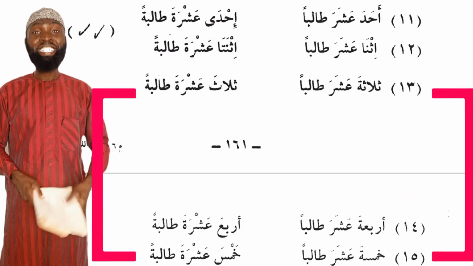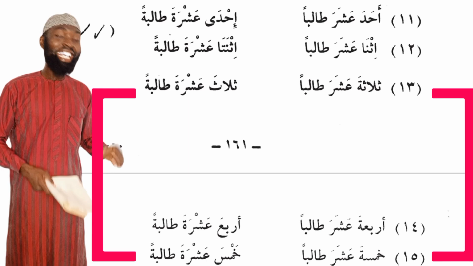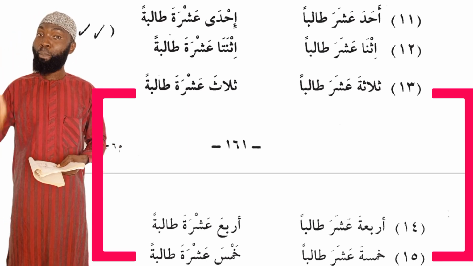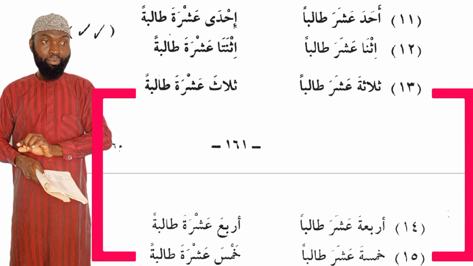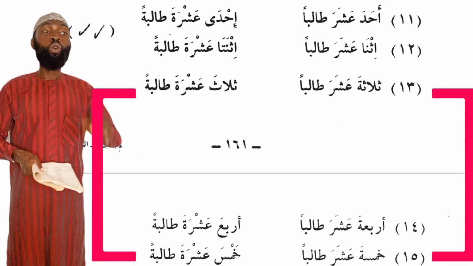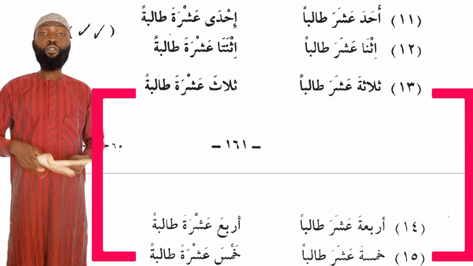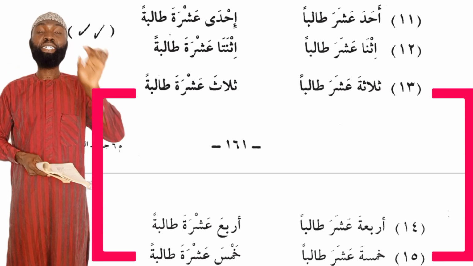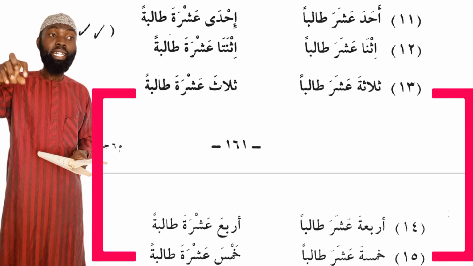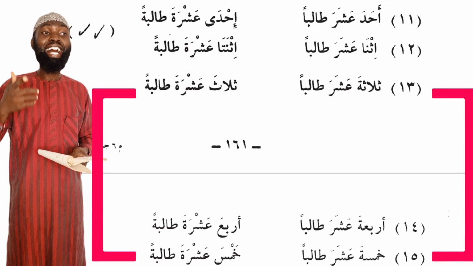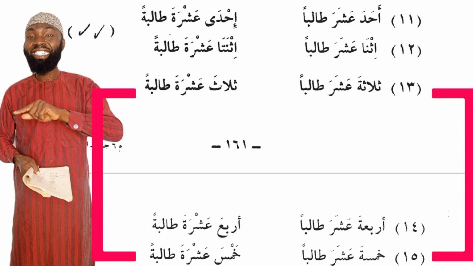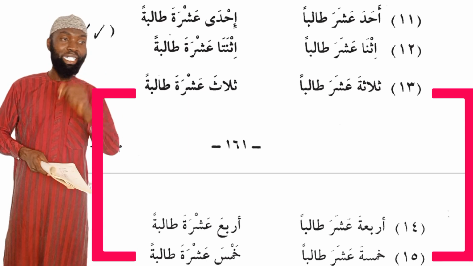Now moving to numbers 13 to 19. They also have the same rule. The rule states that the first part of the number, which is the 3 to 9, should always be different from what is being counted. Do you understand? If what is being counted, for an example, is a masculine word, then the word to be used for 13, the 3, will be coming in the feminine pattern. It will be what? Thalathata. Because that is the feminine pattern. So you have thalathata ashara taliban.